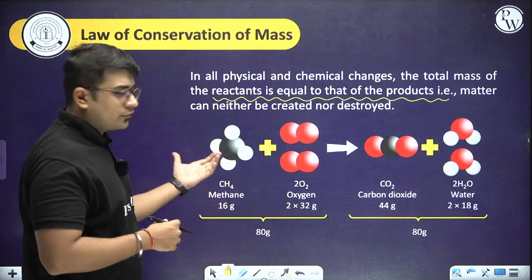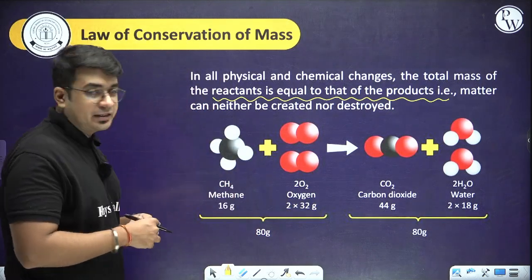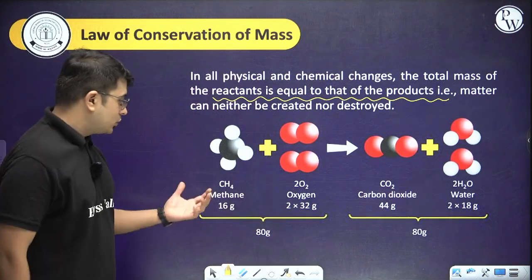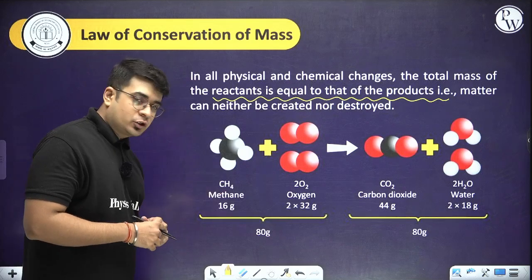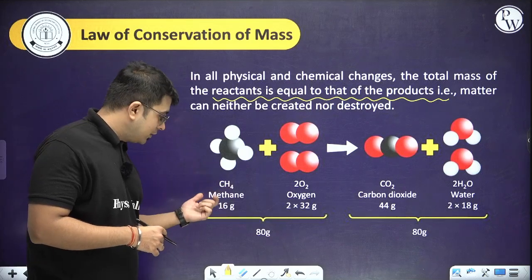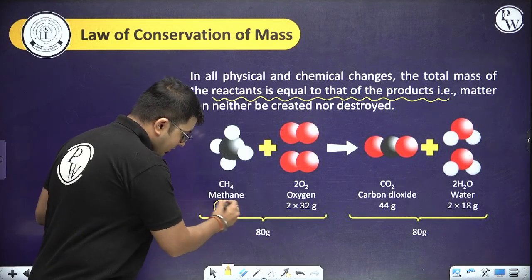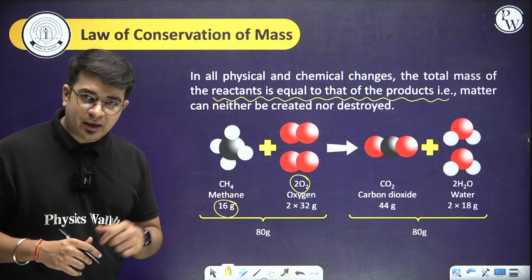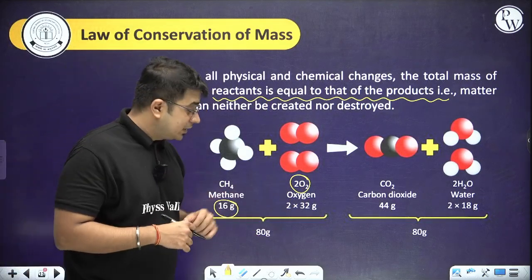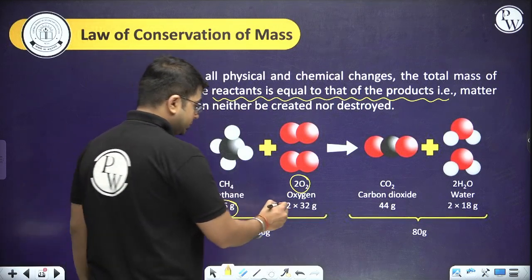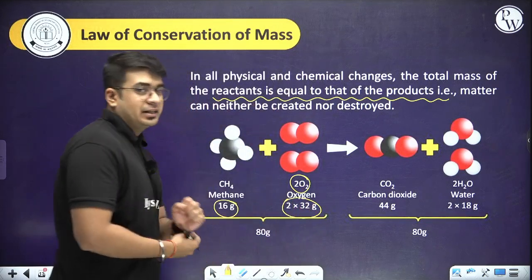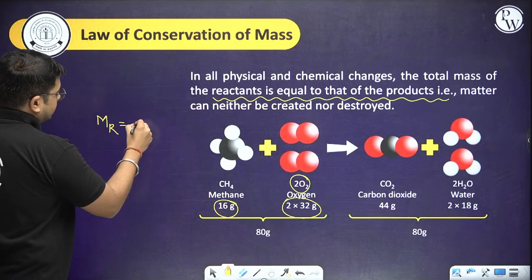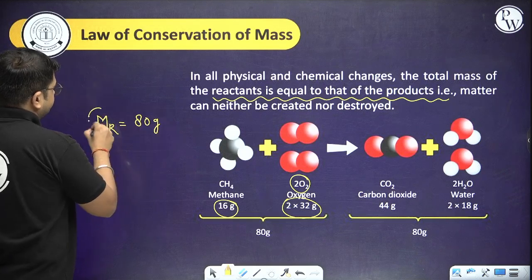So let's say if I talk about a very simple chemical reaction, that we have methane which is going to combine with oxygen to form CO2 as well as H2O. In that case you can see we have methane, carbon is 12, 4 hydrogen means 4, 12 plus 4 is 16 gram. So this 16 gram reactant is going to combine with 2 O2, means 1 O2 is 16 multiplied by 2, which is 32, 32 multiplied by 2, which is 64. So 64 plus 16 gives us the value of 80. So we can say that the mass of reactant in this case is actually 80 grams.